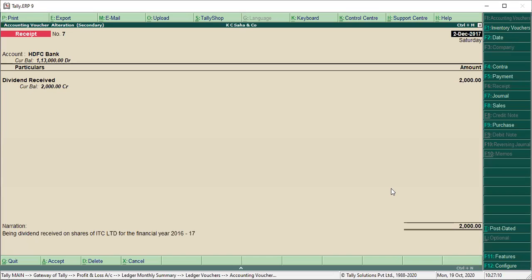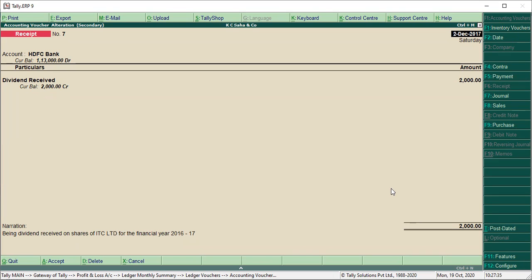The narration is: dividend received on shares of ITC Limited for the financial year 16-17. That means you have received the dividend on ITC Limited shares, which means you are holding the shares too. So you have to first check whether you have invested in the shares or not.